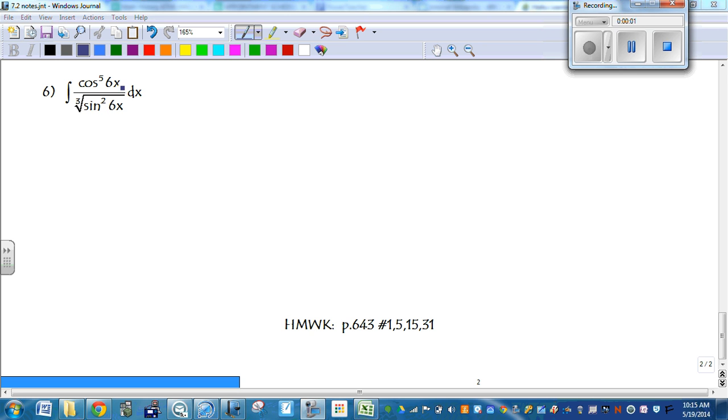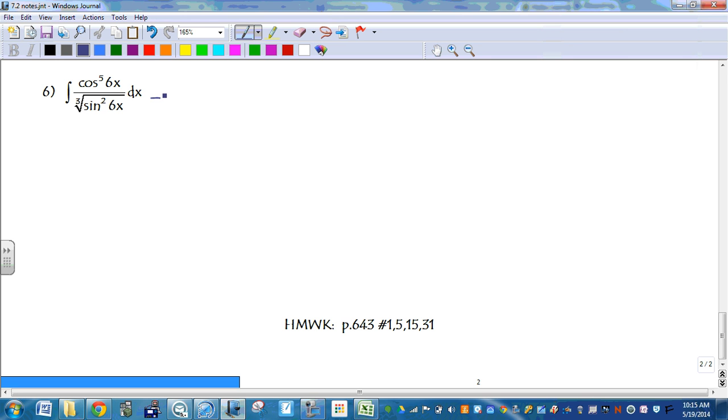Right, for this one, I'd start off by rewriting it. We can write this as cosine to the fifth of 6x times sine to the negative 2/3 of 6x. Right, because we have the cube root of sine squared in the denominator, we can write that as sine to the negative 2/3 of 6x.